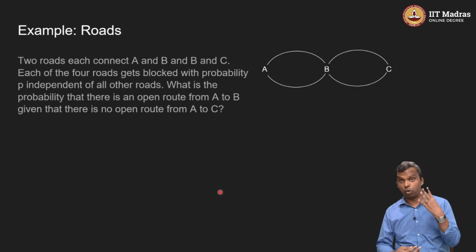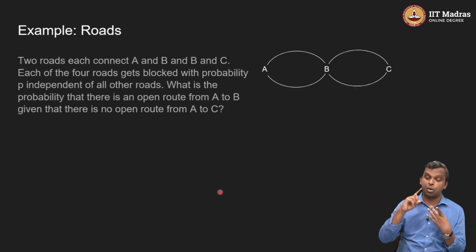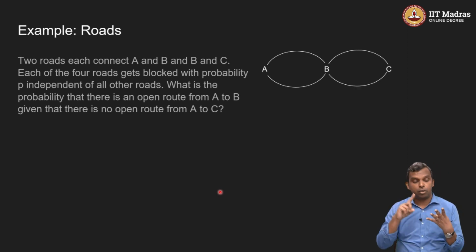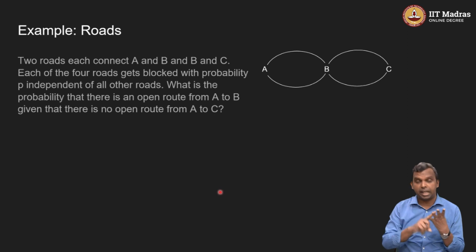What is the event? There are 4 events here. First road from A to B gets blocked, second road from A to B gets blocked, first road from B to C gets blocked, second road from B to C gets blocked. These are the 4 events, and the problem says these 4 are mutually independent and each happens with a probability P. So now any intersection of these events or their complements, what can you do? You can just multiply. That's the beauty of this.